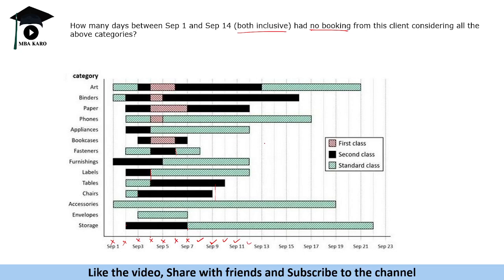13, we have a booking on 13th. See, this is a booking on 13th, so we will not count 13. And then 14, it is saying both inclusive, so we need to include 14 as well. If you see 14, there is no booking here, so we will count 14 as well, right? So let's count the number of days: 1 2 3 4 5 and 6 days. So the answer is 6. Quite simple. You just have to do counting and observe the graph.